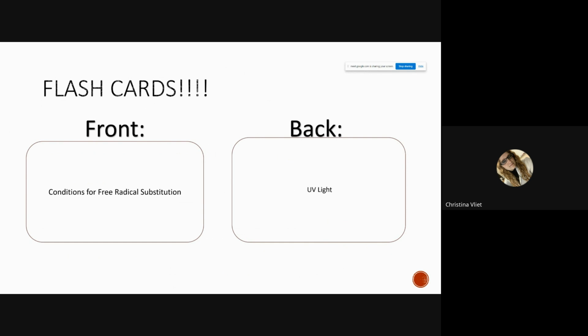Second flashcard. You should make a flashcard of the conditions. Does that mean that Cambridge wants you to memorize conditions? Yes. They do. They could literally ask you, what's the condition? Second flashcard. For free radical substitution, the condition you need to memorize is UV light. So that will go on the back. Front is conditions for this type of reaction. Back is just UV light. For whatever type of reaction, you need to memorize the conditions.